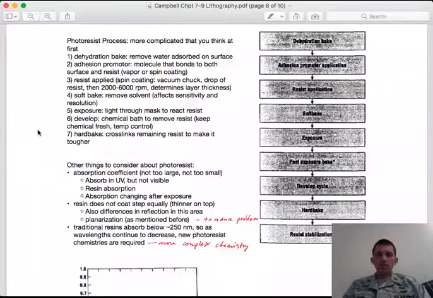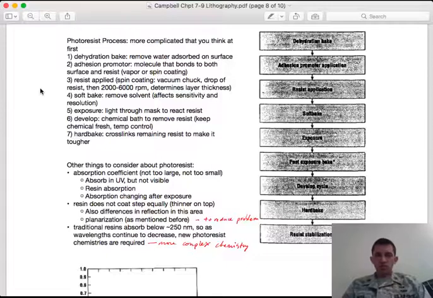The first step would be to bake out the silicon wafer. Under normal atmospheric conditions, you're going to have water molecules adsorbed to the surface, and those water molecules are going to interfere with the adhesion between the photoresist and the wafer, so you want to get rid of those. The easiest way to do that is just to increase the temperature so that those water molecules will be liberated. Then you can apply an adhesion promoter.